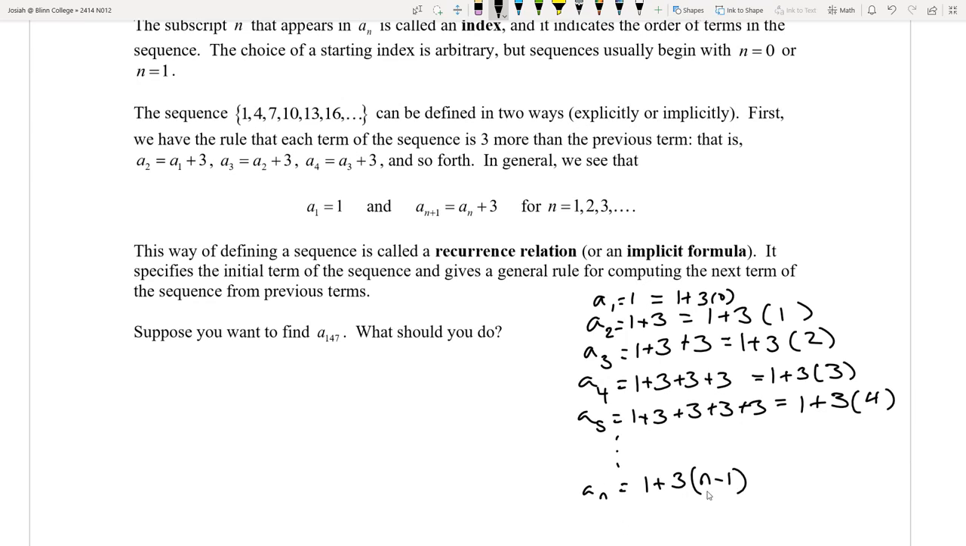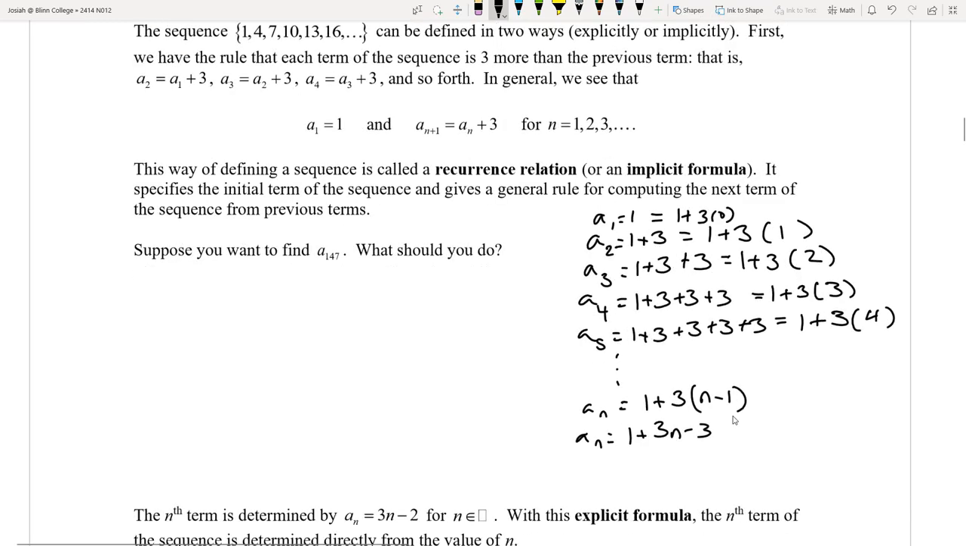And so here's our general formula then. A sub n would be equal to 1 plus 3 times n minus 1. We could also multiply this out: 1 plus 3n minus 3. And so when we add these together, we get 3n minus 2. And that's what we have here. The nth term is determined by a sub n equals 3n minus 2 for natural numbers n.